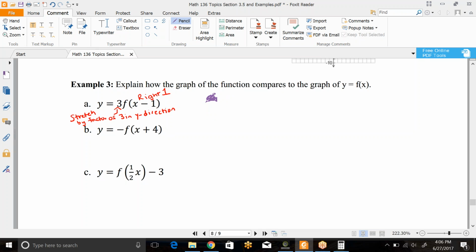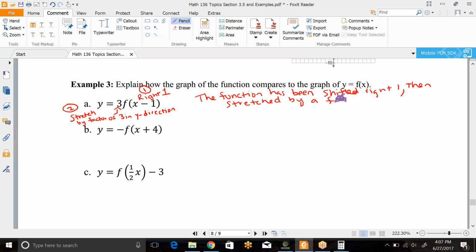Okay, so we would want to write that as a sentence. So this is the function has been, and to make sure you write the correct one first, this is closest to x, the minus 1, so this would be first, and this would be second. And that does matter for partial credit. So the function has been shifted right 1, then stretched by a factor of 3 in the y direction.